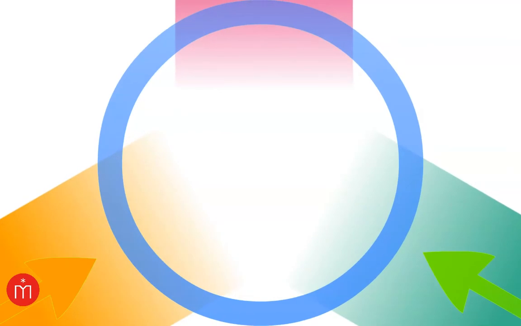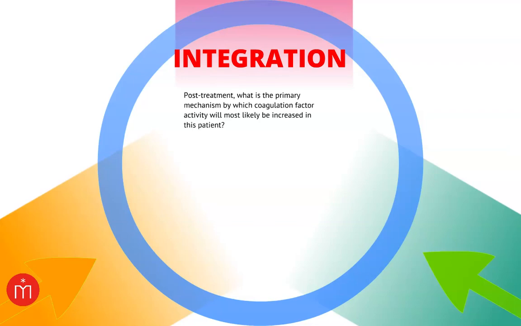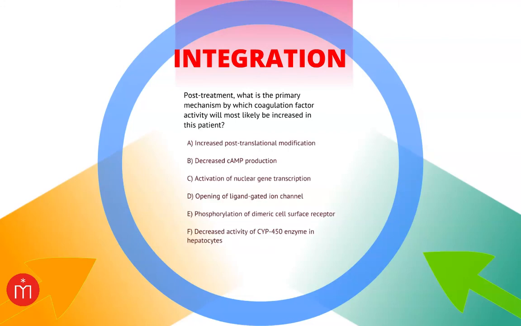Now let's take a little bit closer look at the question itself and some of the answer choices, and think about how we can integrate all those concepts so we can get the right answer. So the actual question component from this long vignette is the following. Post-treatment, what is the primary mechanism by which coagulation factor activity will most likely be increased in this patient? Okay. We have our answer choices here.